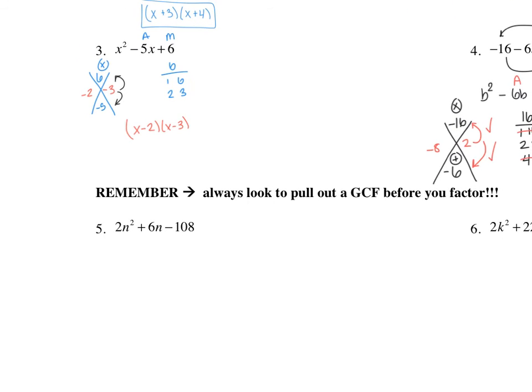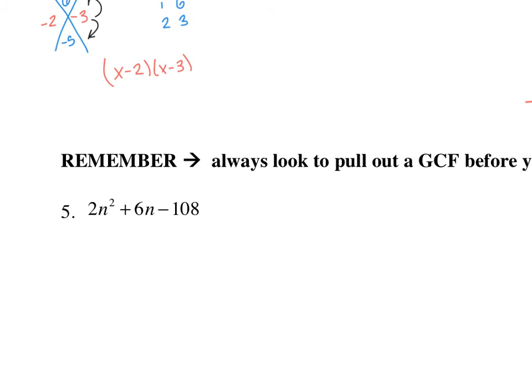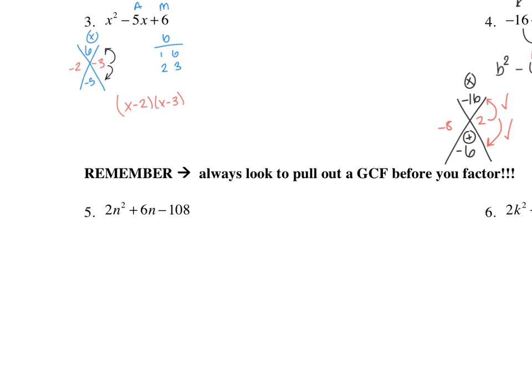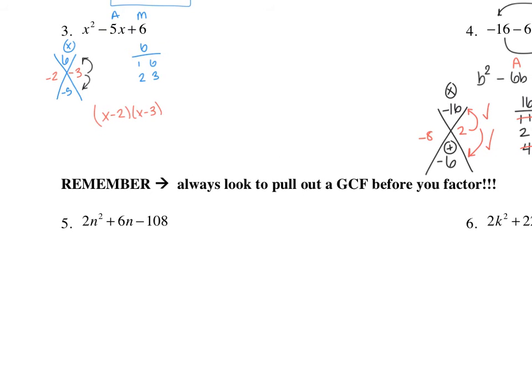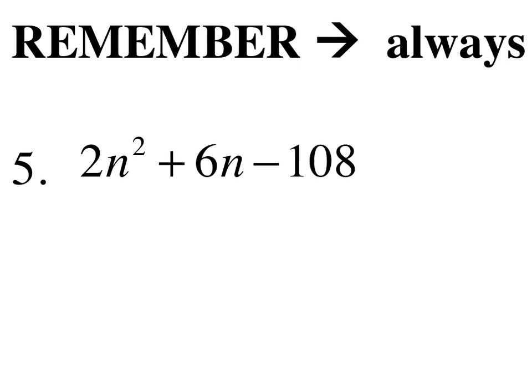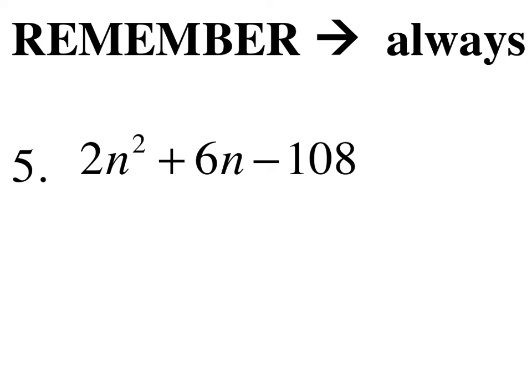Now what we're going to do is put a coefficient in front of our leading term. So when I have 2n squared plus 6n minus 108, the trick says, remember, always look to pull a GCF before you factor. I'm going to give you a heads up right now: 99.9% of the time in this class, your GCF for the number will simply be the number in front of your expression. So I'm going to look to see what number is attached to my n squared. In this case, it's a 2. What I want to do is divide everything by a 2.